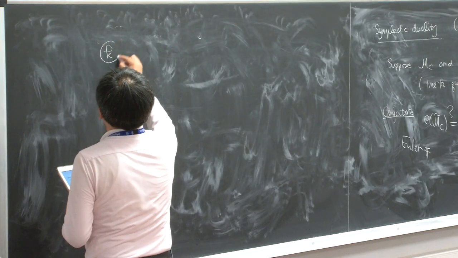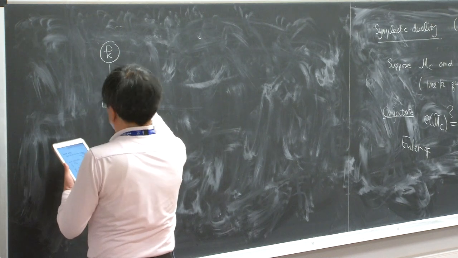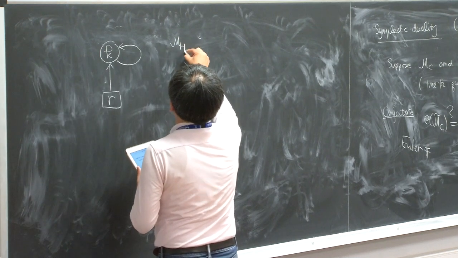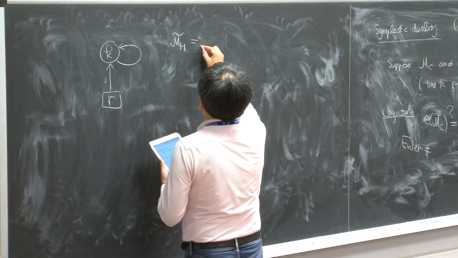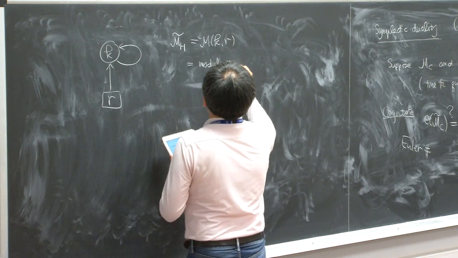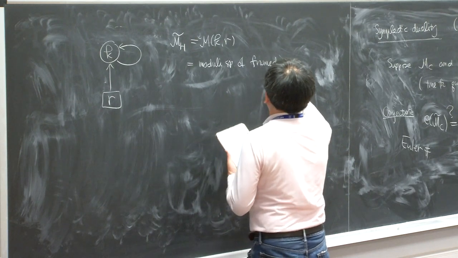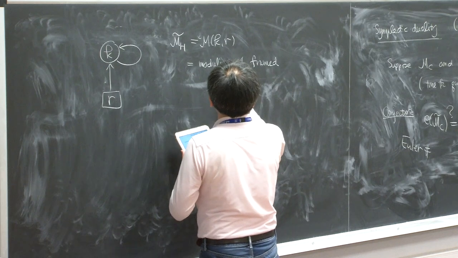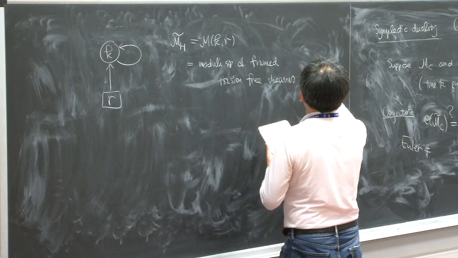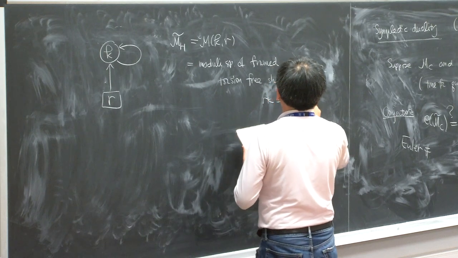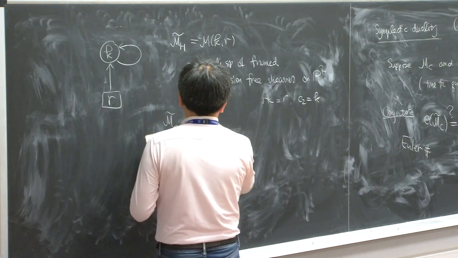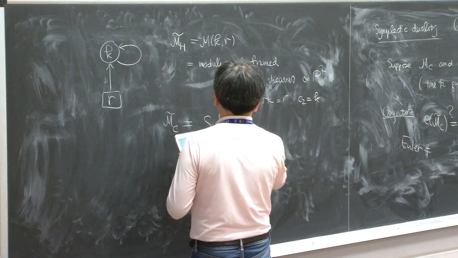So you consider K and R. Then the Higgs branch is what Noah wrote, M(K,R). This is the moduli space of framed torsion free sheaves on P2, with rank equal to R and c2 equal to K. And M_C tilde, this is just what I mentioned. This is the resolution of C2 divided by Z_R, symmetric product K.